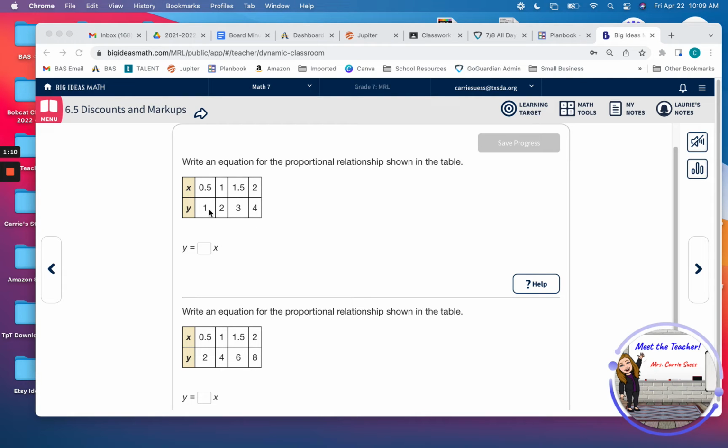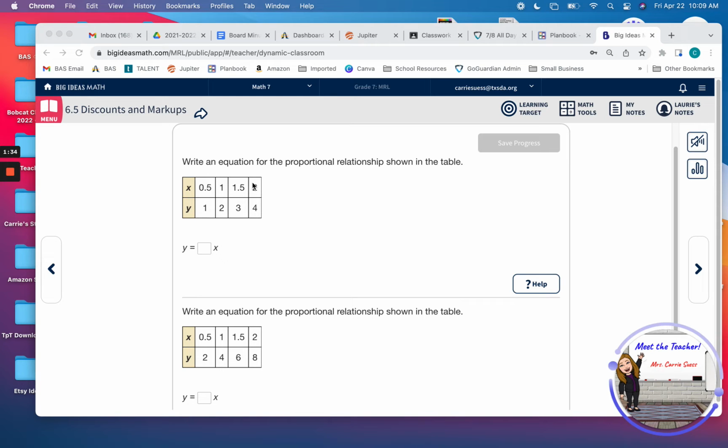So you need to find the rate of change from, you remember how we find the pattern? What's the rate of change from 1 to 2? 1. Goes up by 1. What about 2 to 3? 1. 3 to 4? Okay, so y is 1. Over, what's the rate of change in x? 0.5 to 1? They're all 0.5. So the rate of change is 1 over 0.5.